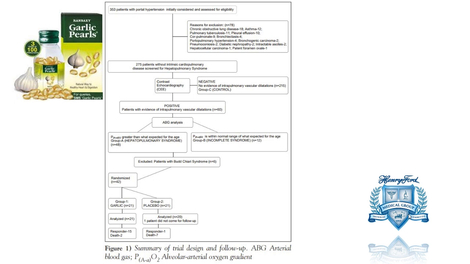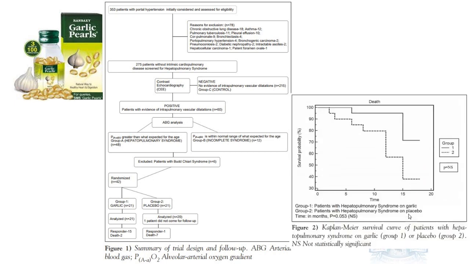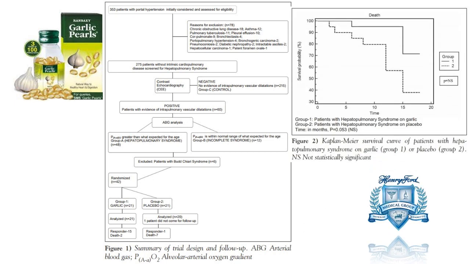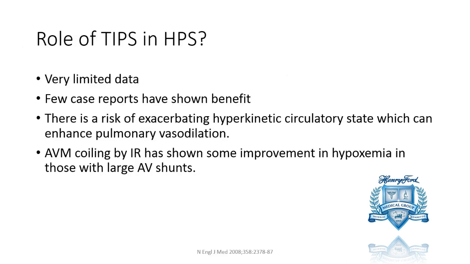This was a very old study where they followed about 40 patients and supplemented them with these garlic pearls, which is about 1 milligram per meter squared per kilogram, and there was no statistical significance at all. The data didn't really make much change. But they're actually doing another study currently in India where they're looking into garlic as a treatment for hepatopulmonary syndrome.